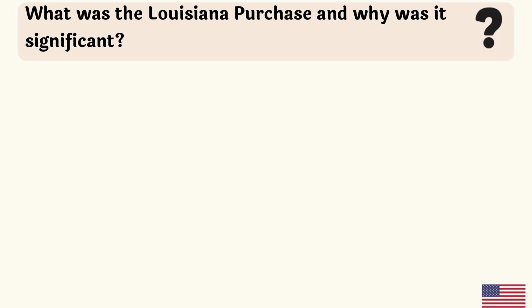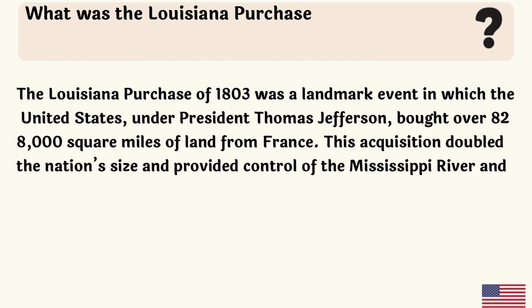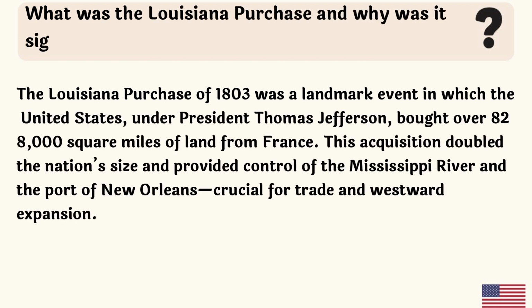What was the Louisiana Purchase and why was it significant? The Louisiana Purchase of 1803 was a landmark event in which the United States, under President Thomas Jefferson, bought over 828,000 square miles of land from France. This acquisition doubled the nation's size and provided control of the Mississippi River and the port of New Orleans, crucial for trade and westward expansion.